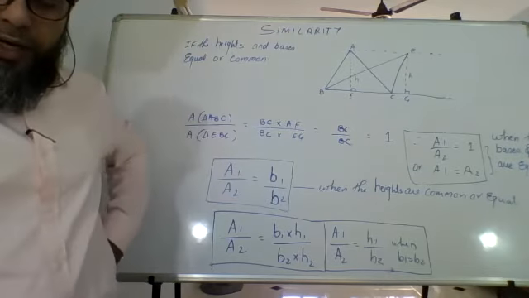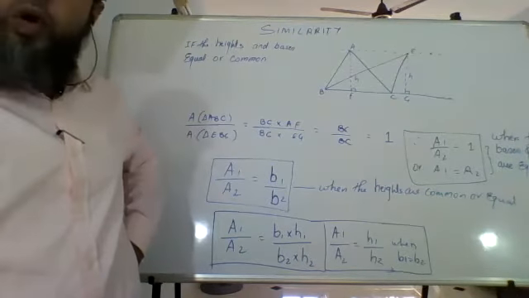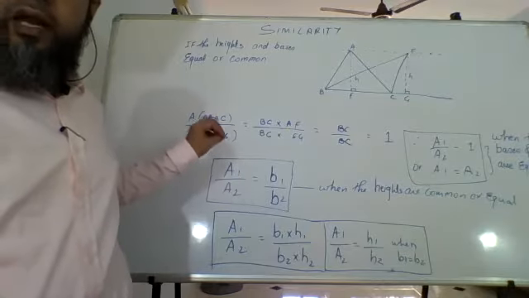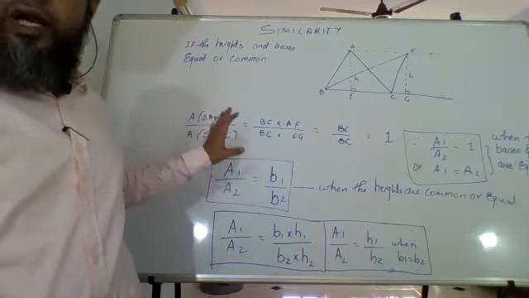This is about ratios of areas of two triangles. We are not talking of similar triangles yet. These are any and every triangle. These are just two triangles.